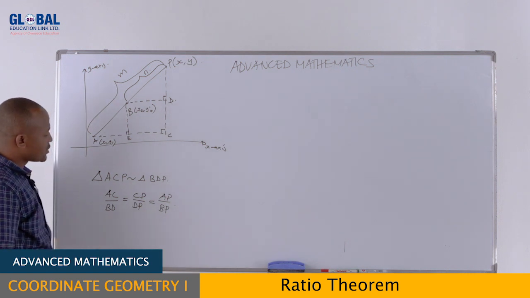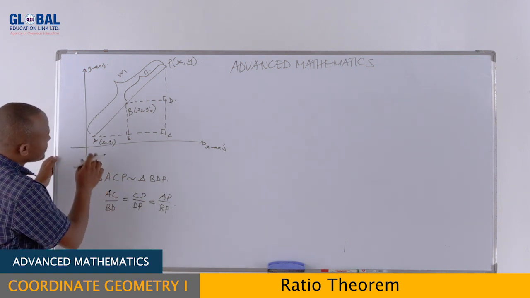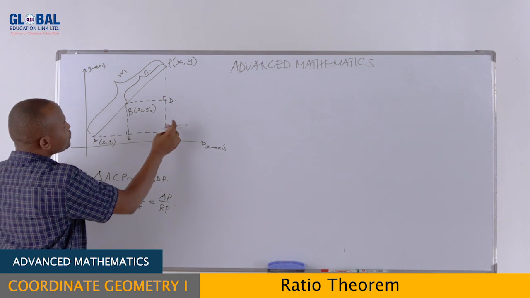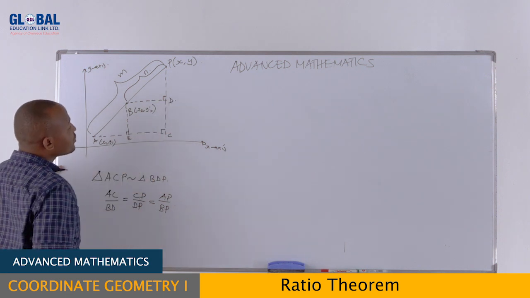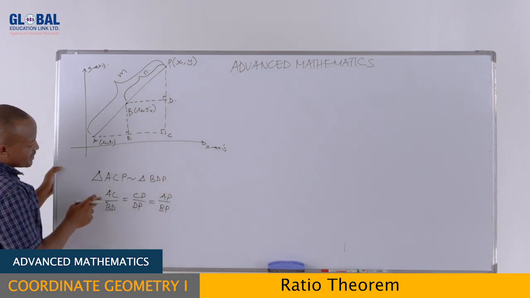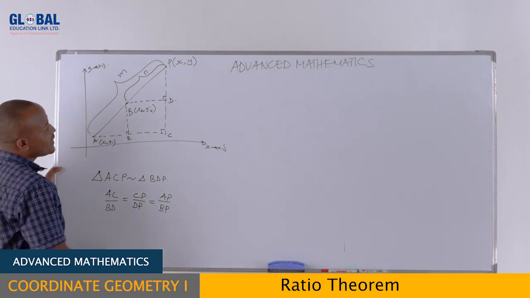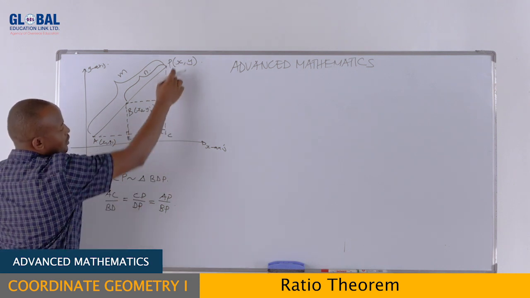Now after that, let's check the distances. If we look carefully, we have to find the distance AC. And what is AC? This is the point X.